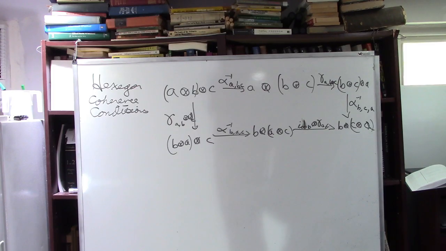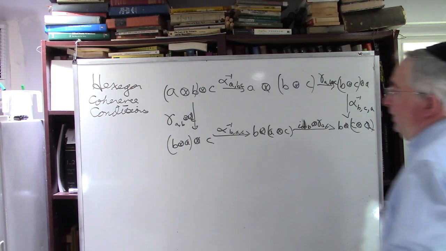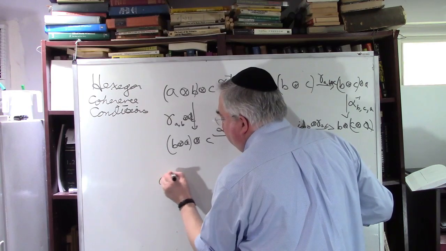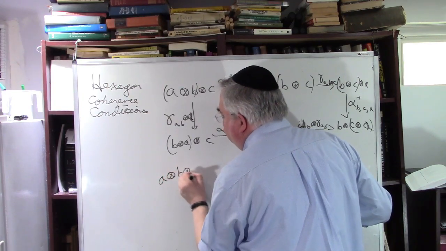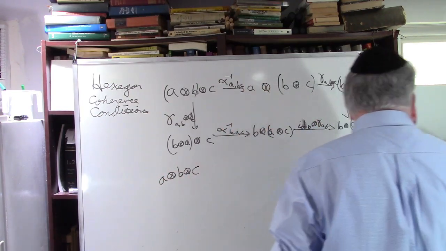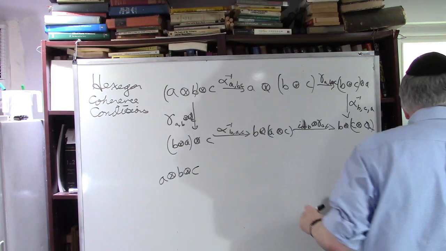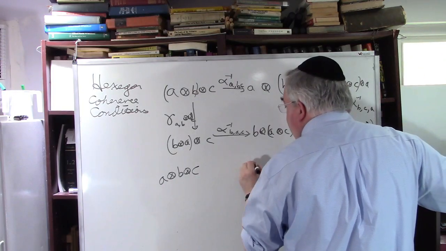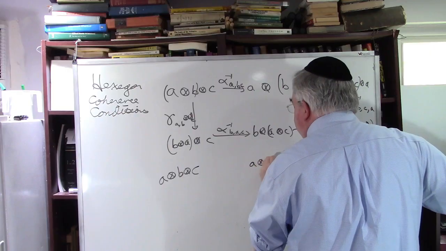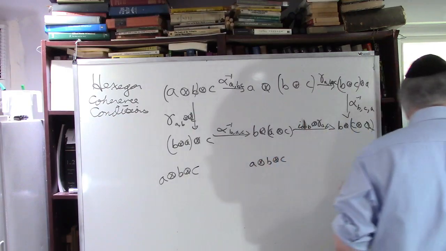Okay, great. Now, there's another one that deals not with alpha inverse, but with alphas. So let's do that. Ready? A tensor B tensor C.